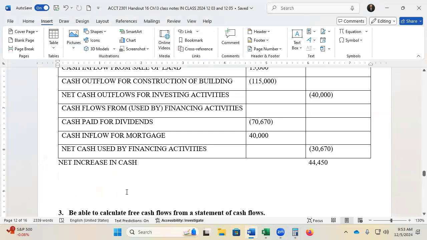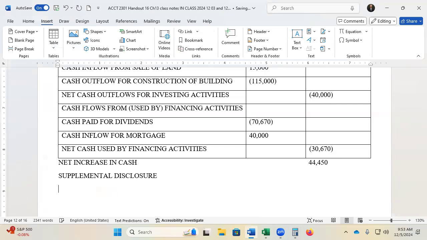And then you'd have supplemental disclosure. And then you'd have issued common stock to retire bonds payable for 100,000.